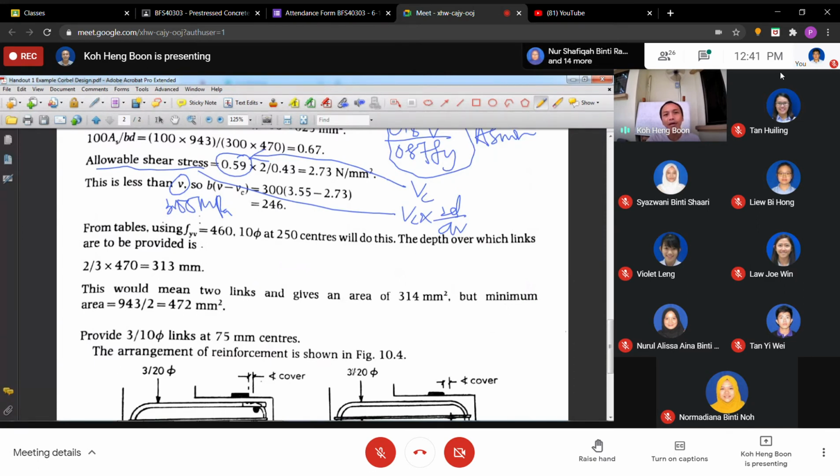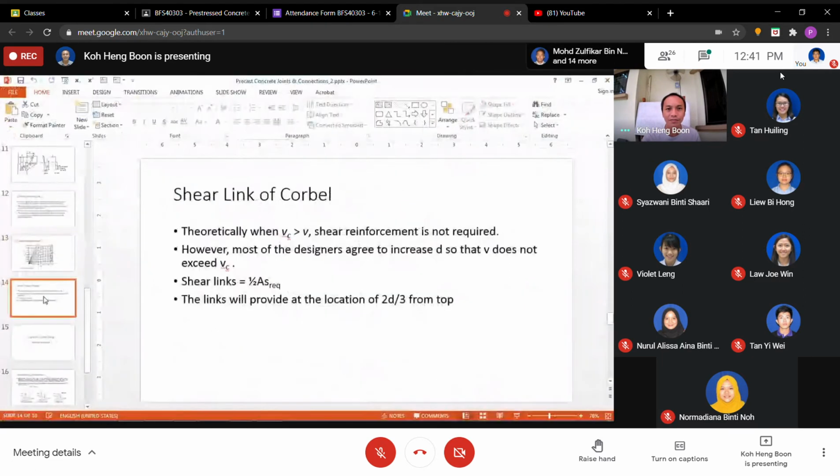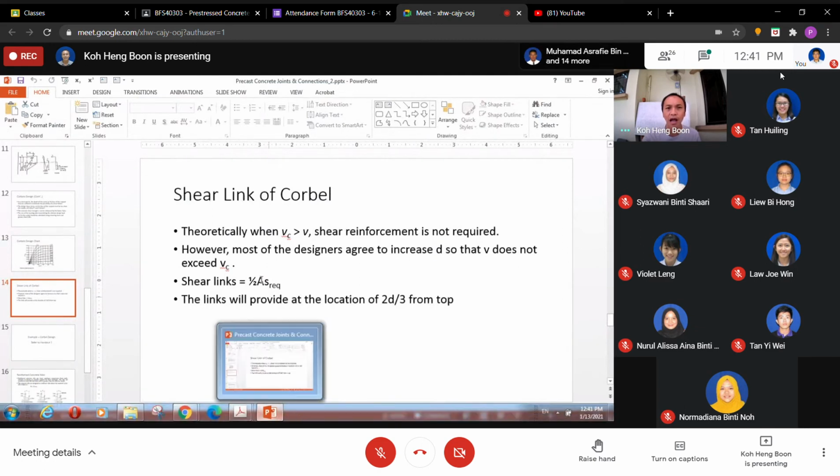From the table using, this one is a bit confusing. Wait, let me figure out first. Just now the shear link: the shear link required is half of AS required.